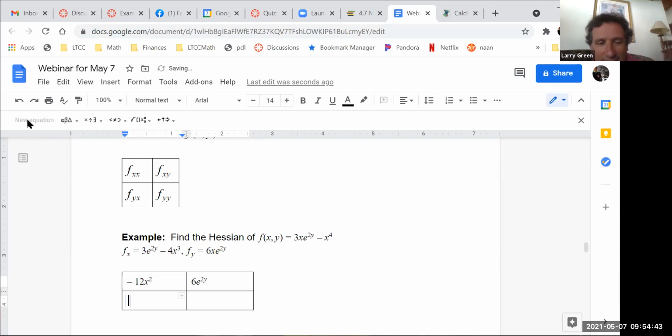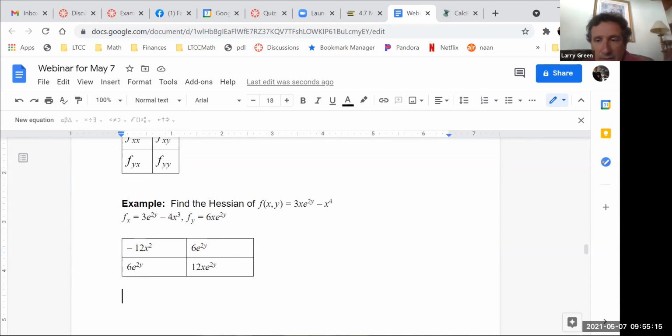Okay, it's always going to be the same of f as fxy for all nice functions. In our class, all functions are nice. So 6e to the 2y. And then fyy, that one we have to do a little work on. That's going to be 12xe to the 2y. Any questions on that?